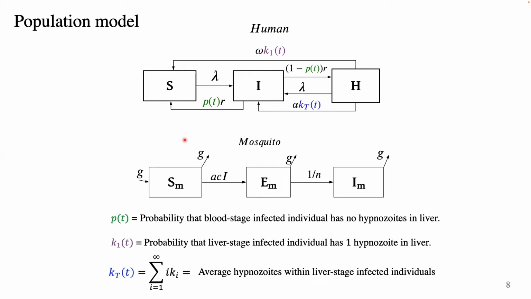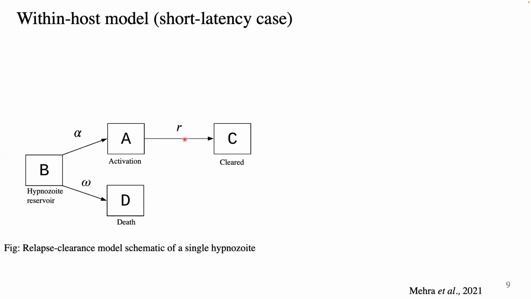The within-host model was developed by Soumya Mehra, and this is a special case for short latency. Whenever I say short latency, it means that a hypnozoite can activate immediately after establishment. For long latency, they go through a dormancy stage, meaning they cannot activate before a waiting period. But this is for the tropical strain, which is the short latency case.